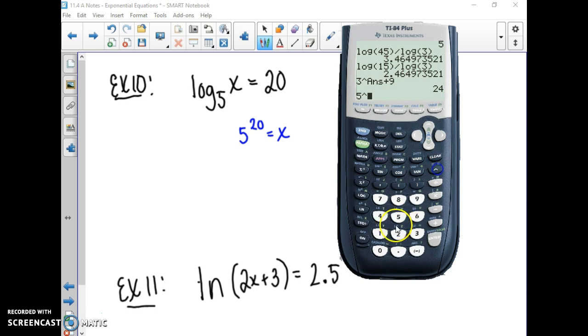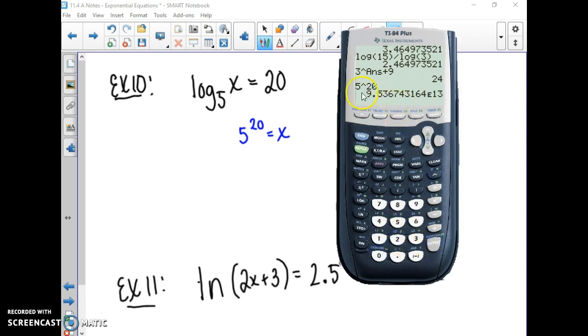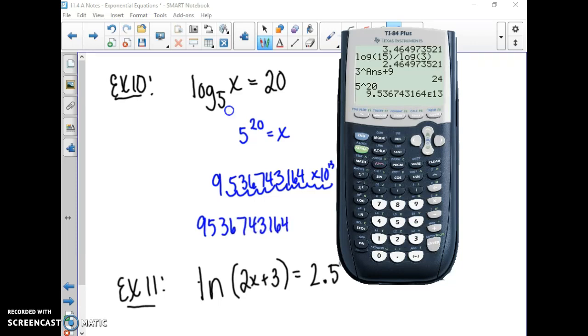Now if we type that in, 5 to the 20th power, we're going to get a really, really large number. So it's okay with me if you want to leave it like this, or you can write 9.536743164 times 10 to the 13th. Or you can even move that decimal and you would have 1, 2, 3, 4, 5, 6, 7, 8, 9, 10, 11, 12. So we would have 9, 5, 3, 6, 7, 4, 3, 1, 6, 4, 0, 0, 0. We'd fill those extra spots that are empty in with zeros, and this would be our answer.